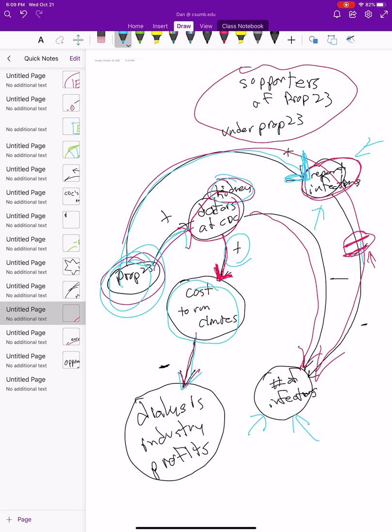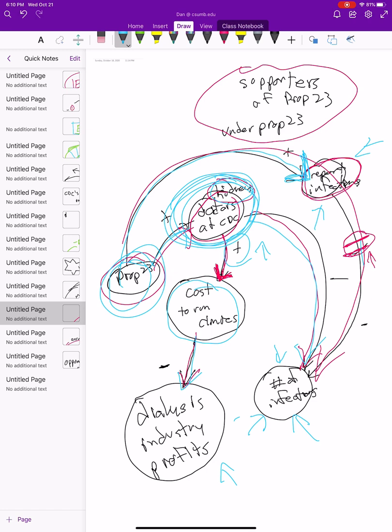The supporters of Prop 23 would also, of course, argue that with more kidney doctors at the dialysis clinics, there would also be fewer infections. So again, that's a negative causality. More doctors, fewer infections. So basically they're saying that the number of infections is going to go down as a result of this. And yes, it's going to cost the dialysis industry, but so what? We're taking care of people.